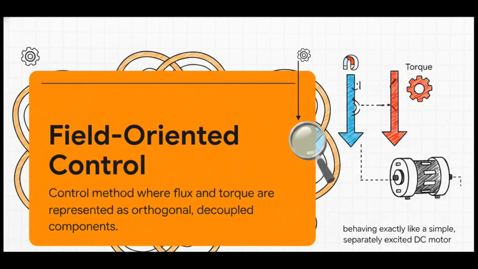At its core, FOC is a variable frequency drive control method. What it does is it takes those chaotic three-phase stator currents and identifies them as two completely separate orthogonal components. And the absolutely crucial magic word here is decoupled. By mathematically tearing the current apart into one vector that defines the magnetic flux and a perpendicular vector that defines the torque, FOC effectively tricks the AC motor into behaving exactly like that simple DC motor.